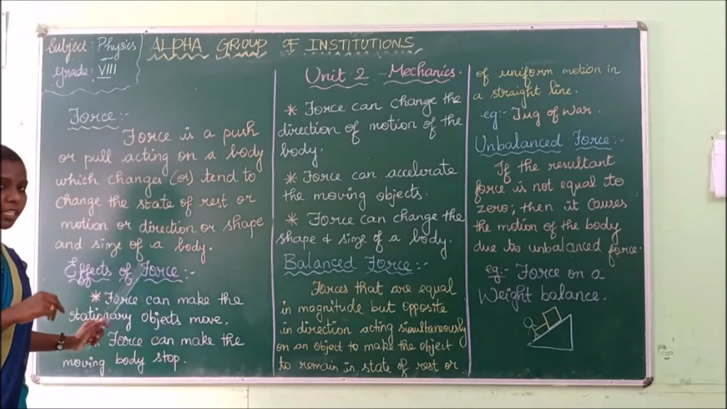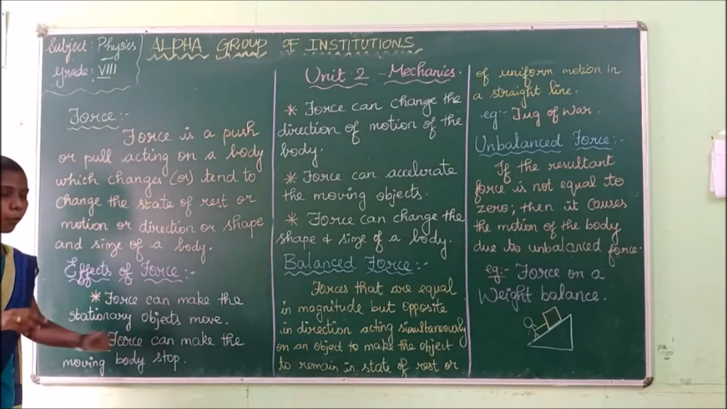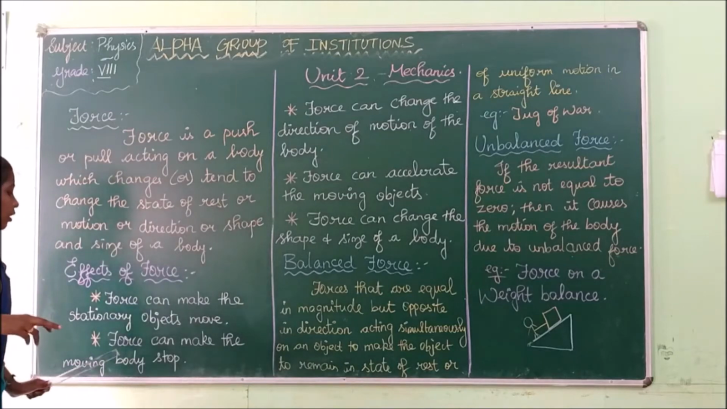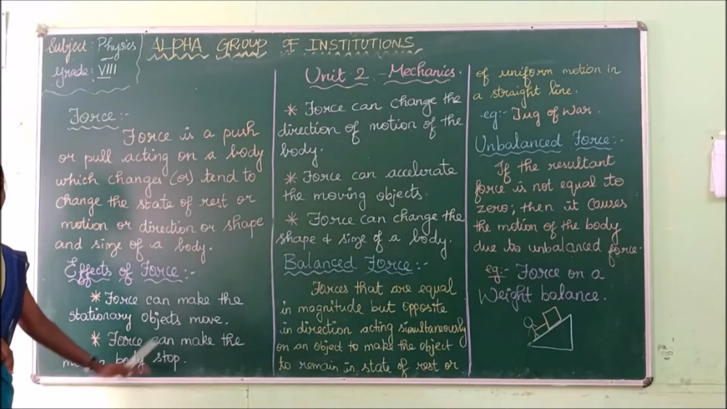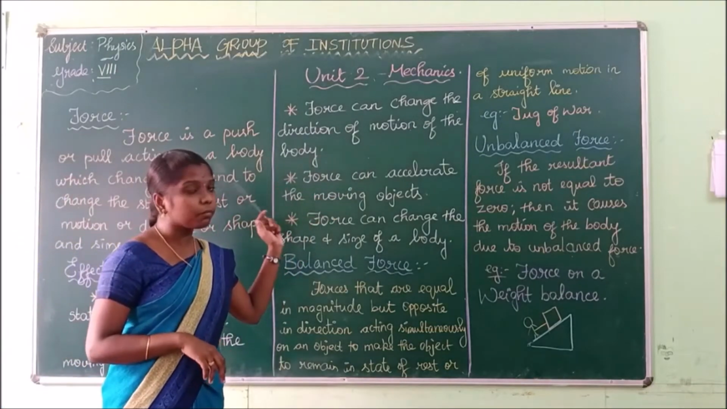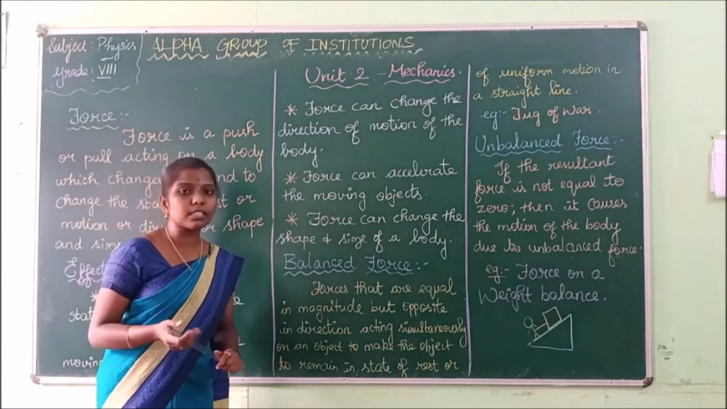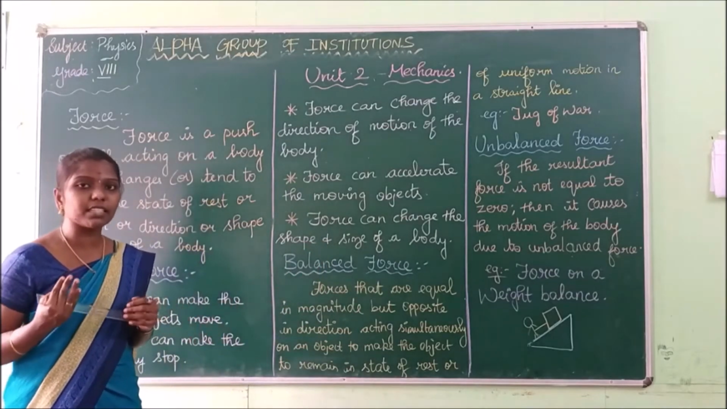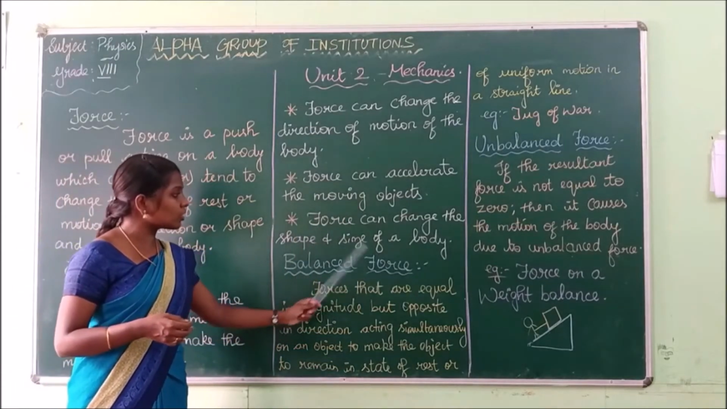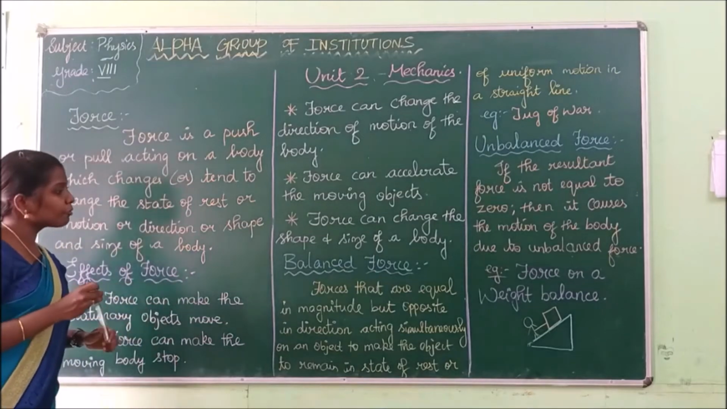What are the various effects of force? Force can make the stationary objects move. Stationary objects are nothing but objects that are at rest. Force can make the moving body stop. Force can change the direction of motion of the body. Force can accelerate the moving objects. Accelerate is nothing but it can increase the speed of moving objects. Force can change the shape and size of a body. These are the various effects of force.